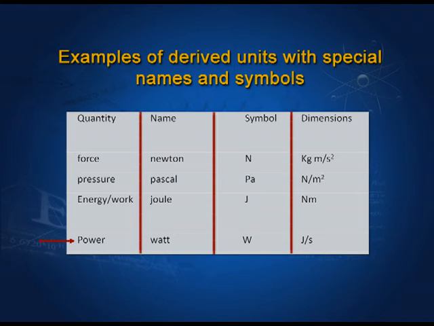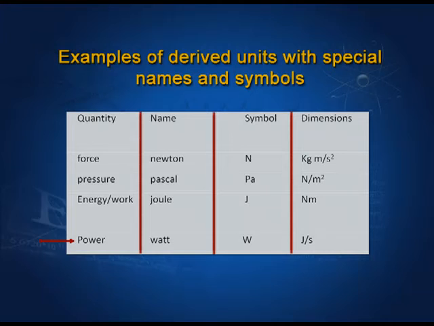Power, the unit name is watt, again named after the great scientist Watt. You know, the name of the scientist is with capital W, but the unit name is with small w, to distinguish it from the name of the scientist. Although it is named after the scientist, it must be distinguished when we use it as a unit. So, power, the name of the unit is watt, symbol is capital W, and dimensions are joule per second.